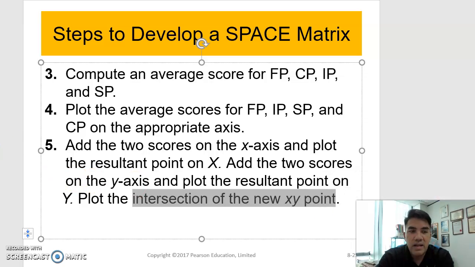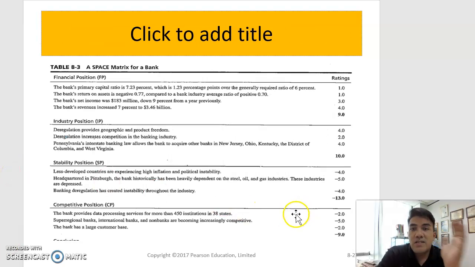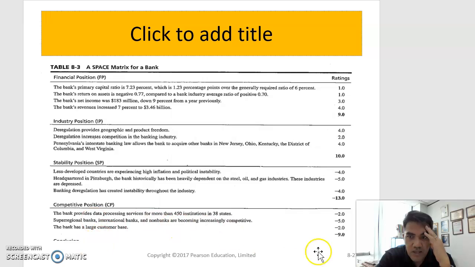Let's go with an example, and then you draw the directional vector. This is from your textbook example, a SPACE matrix for a bank. They have identified 4 elements each for the financial position, the industry position, the stability position, and the competitive position, and they have ranked them accordingly: 1 to 7 for IP and FP, and -1 to -7 for SP and CP.